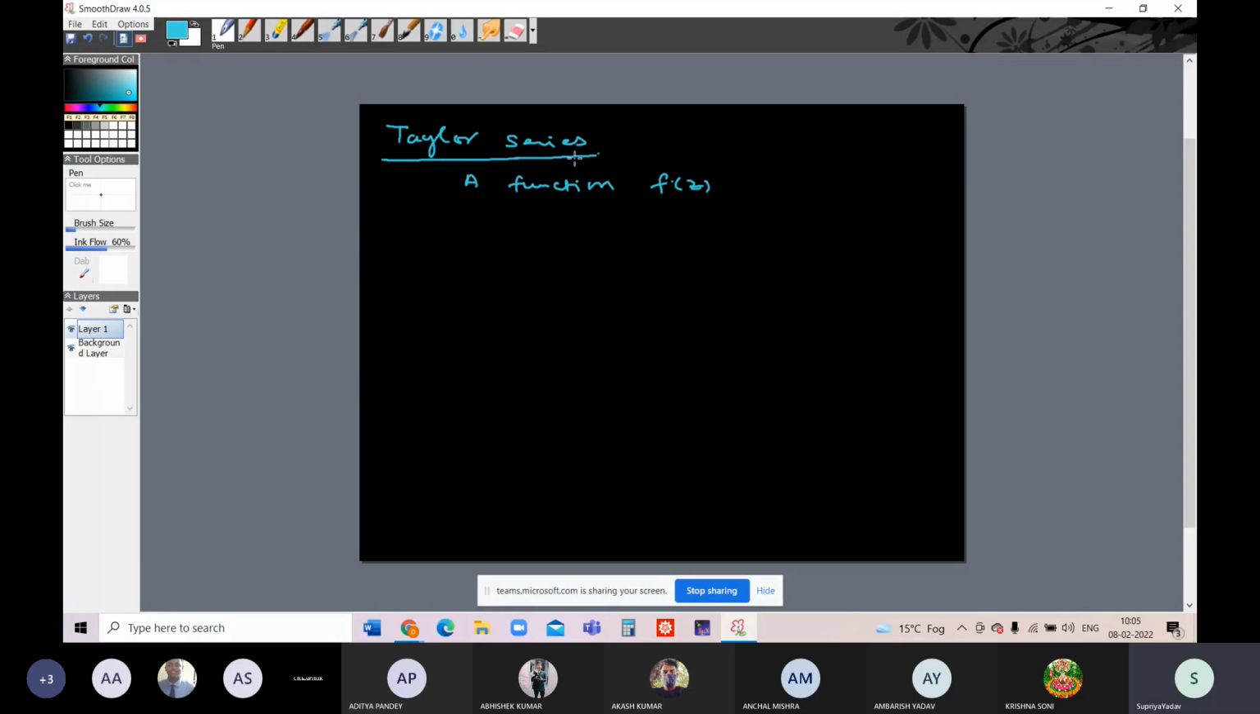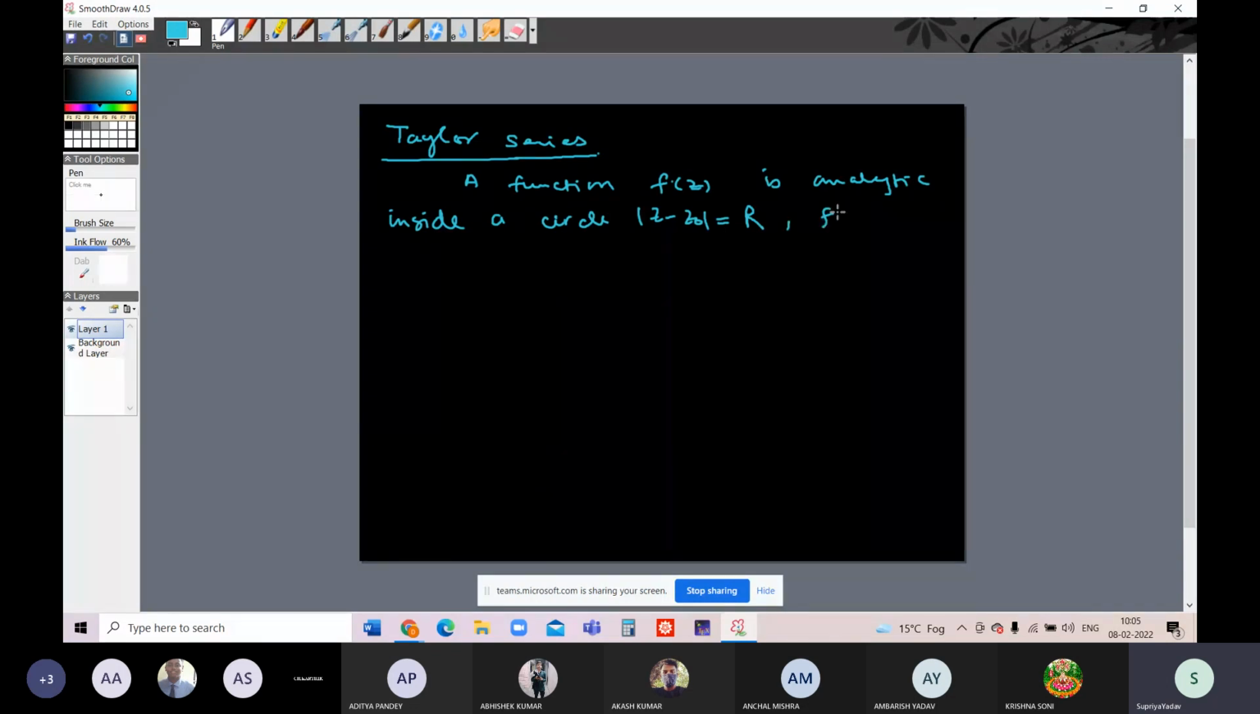Now we can state the Taylor series. If we have a function f(z) which is analytic inside a circle |z - z0| = r, then this function may be represented inside this circle as a convergent power series.